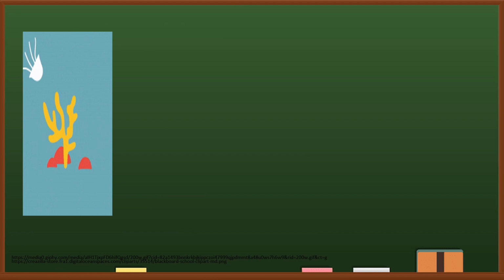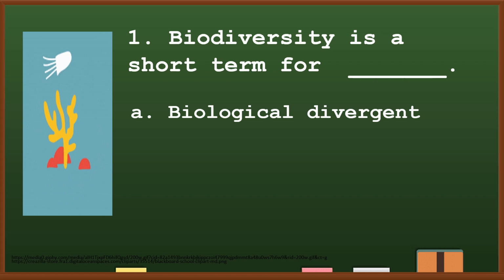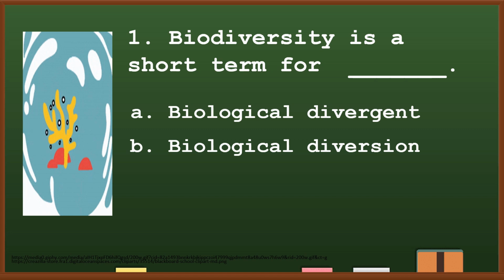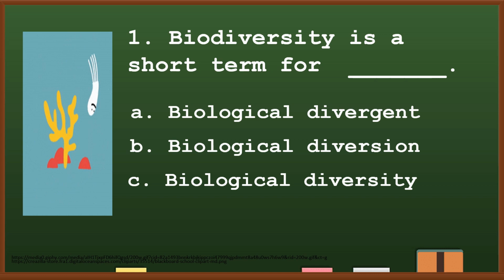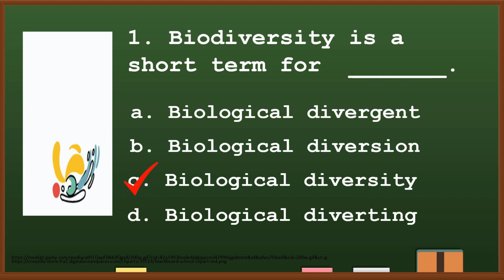For question number 1, biodiversity is a short term for blank. Letter A, biological divergence. Letter B, biological diversion. Letter C, biological diversity. Or letter D, biological diverting. The correct answer is letter C, biological diversity.